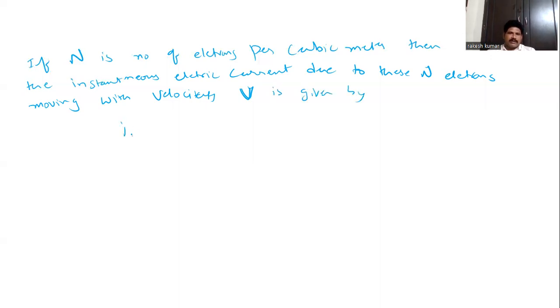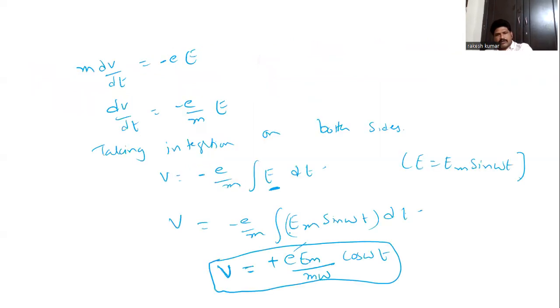The instantaneous current I is equal to minus n e v. Okay. So what is this n? n is the number of electrons per cubic meter. What is e? The charge of the electron. What is v? v is the velocity of the electron. So minus n e into the value of v.